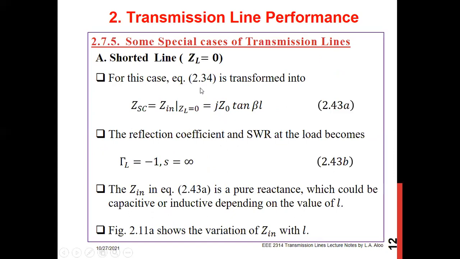So when the line is terminated in a short circuit, if we assume that the line is lossy, we go for equation 2.34. And now when you substitute ZL equals 0 there, you will get jZ0 tan βL. Remember, βL is the electrical length. Now, the reflection coefficient and the standing wave ratio at the load in case of a shorted line: the standing wave ratio will be infinity, but the reflection coefficient at the load will be -1.